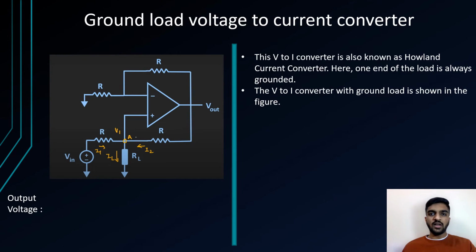Ground load voltage to current converter. This V2I converter is also known as Howland current converter. Here, one end of the load is always grounded. The V2I converter with ground load is as shown in the figure.